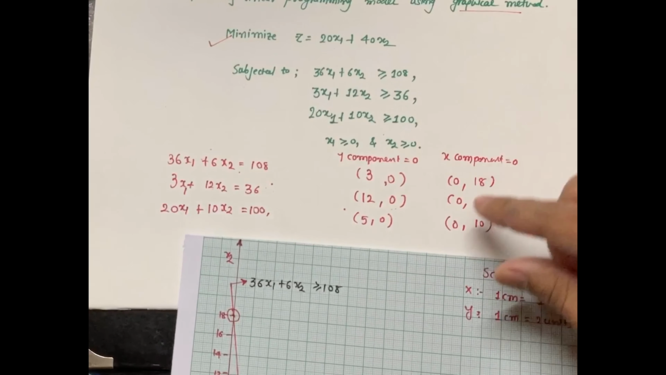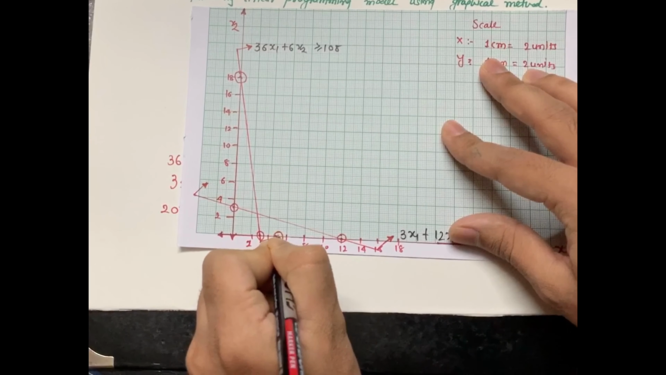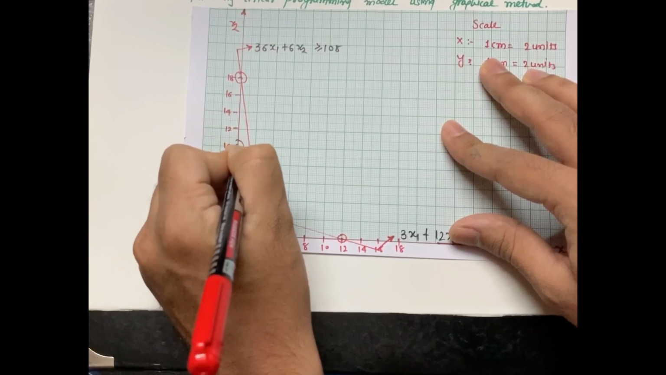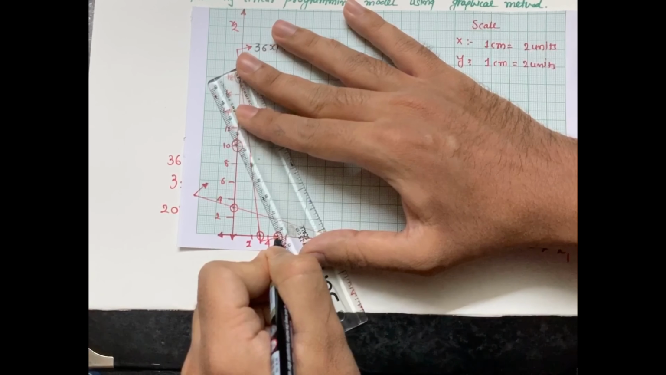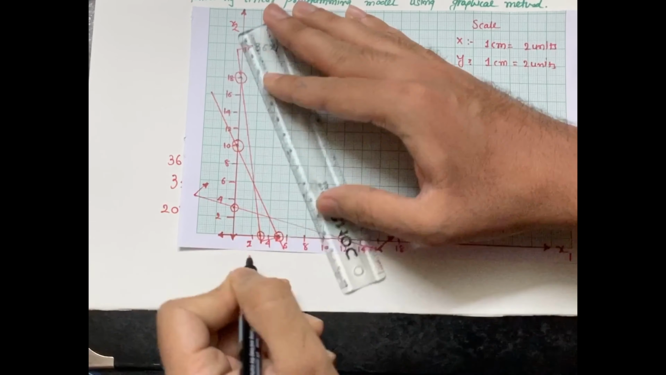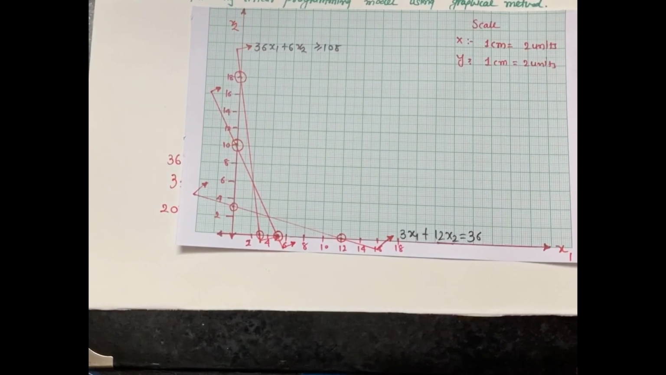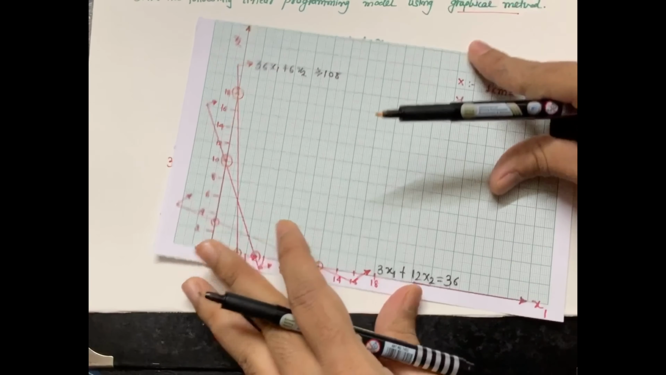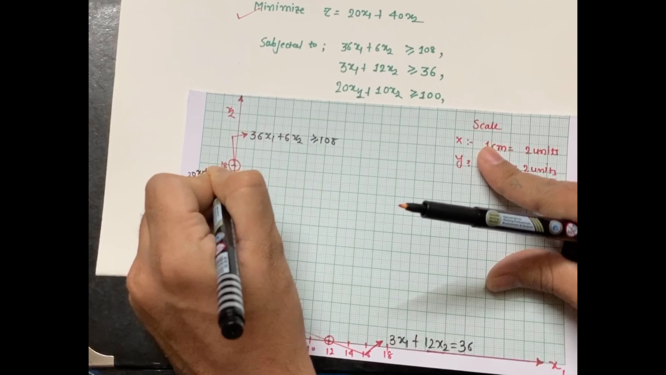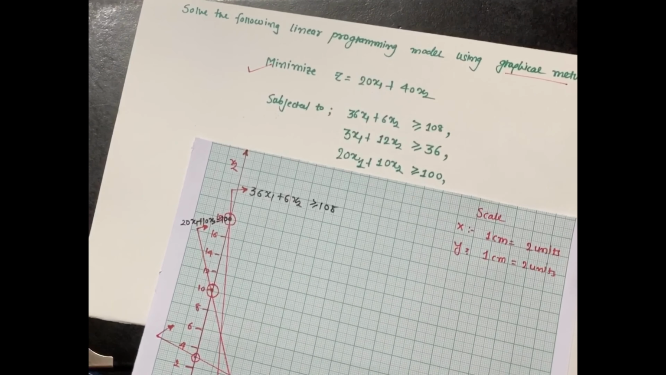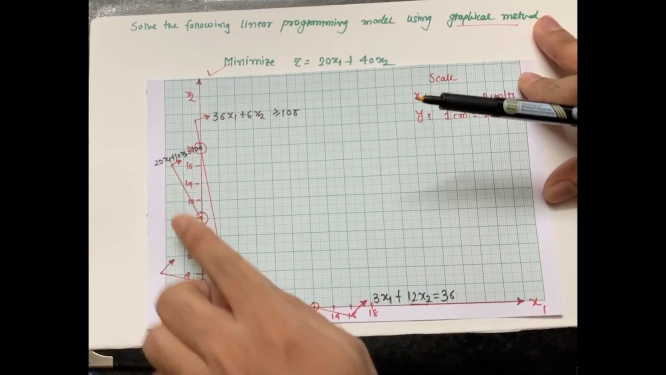Third, for the third it is (5, 0) and (0, 10). So (5, 0) is this one and (0, 10) is this one. The equation for the line is 20x1 + 10x2 = 100, and the inequality is again of greater than type.